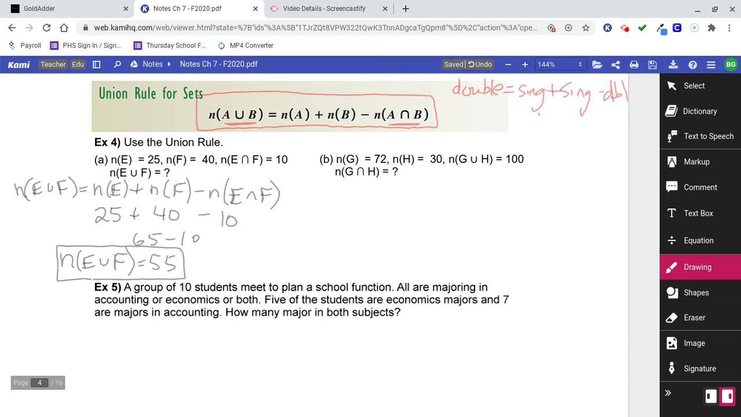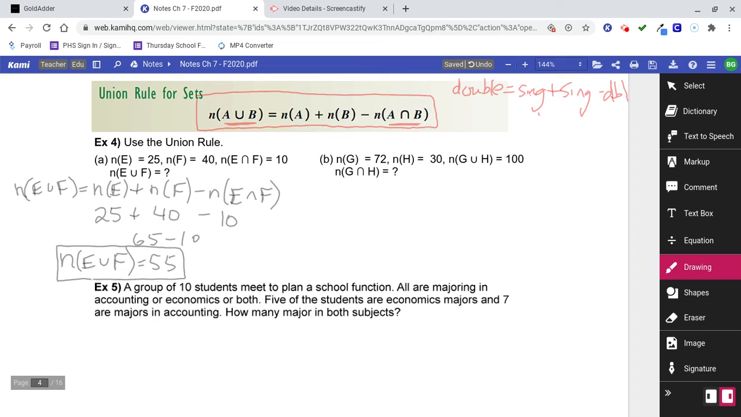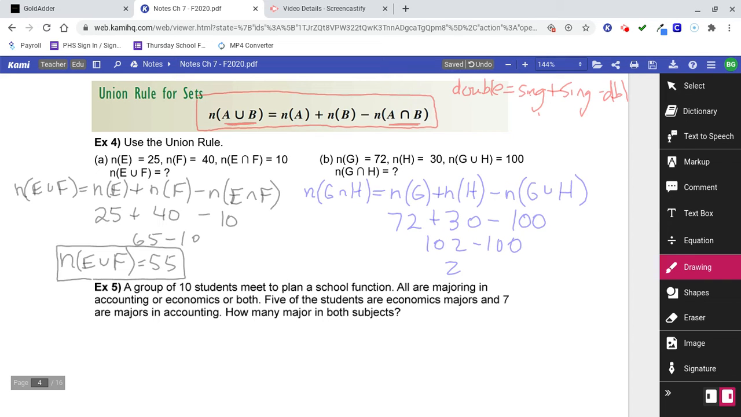Part B is really the same thing, only this time they ask you for the intersection. Well, I'm just going to flip-flop the formula, and I don't care about the formula so much as double equals single plus single minus double. So if I want to find the number in the intersection this time, I'm really using the exact same formula. It's the number in the single plus the number in the other single minus the number in the opposite double. So the number in G was 72, and the number in H was 30, and the number in that other double, the union, was 100. It looks like I've got 102 minus 100 is 2. So the number in the intersection is 2.